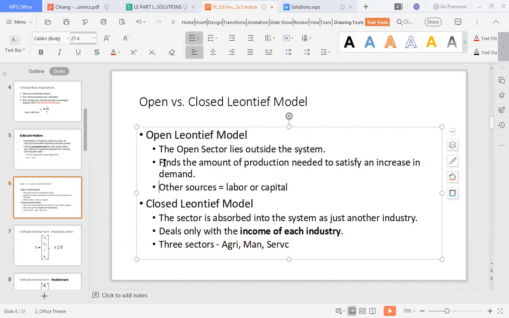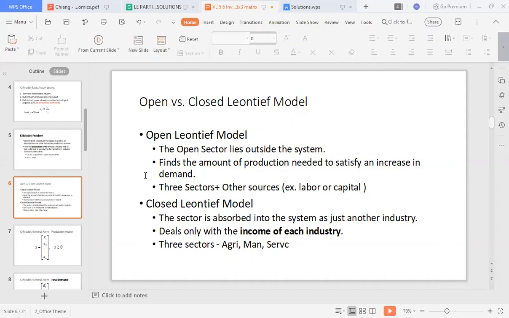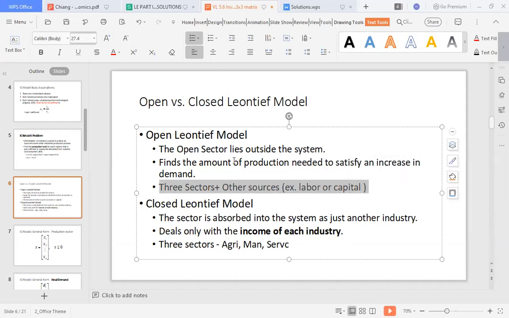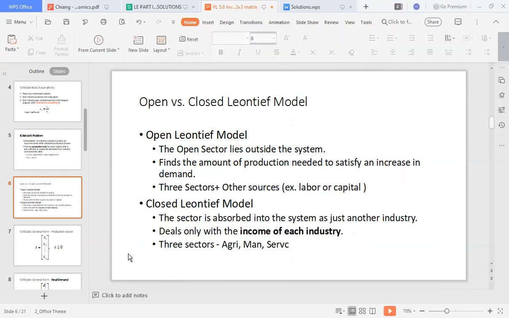In this case, class, in the open Leontief model, other than the three sectors, we are also using other sources, such as, for example, labor and capital to satisfy an increase in demand in that economy. Okay, so you see the distinction other than the ones I defined here. So again, this is what differs in an open and closed Leontief model.